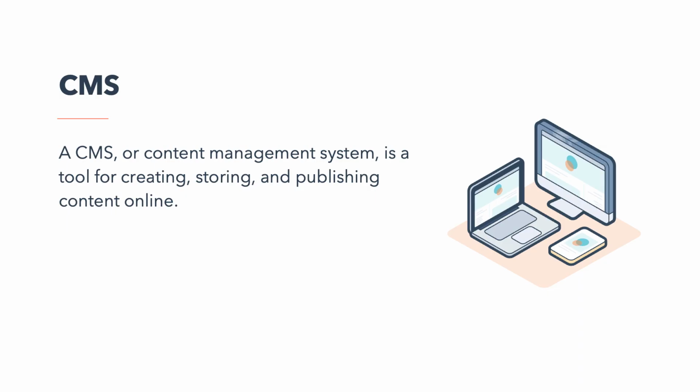plan for future content. A CMS, or content management system, is a tool for creating, storing, and publishing content online. There are different types of content systems, like HubSpot and WordPress, so you'll need to identify what works best for your company's needs. Make sure to choose a CMS with plenty of storage for content and editing capabilities to optimize your content for search engines.